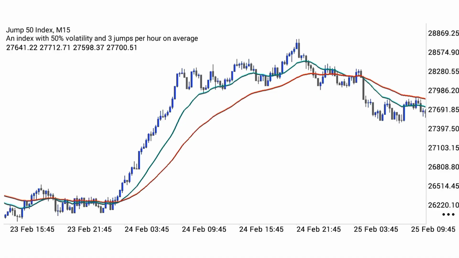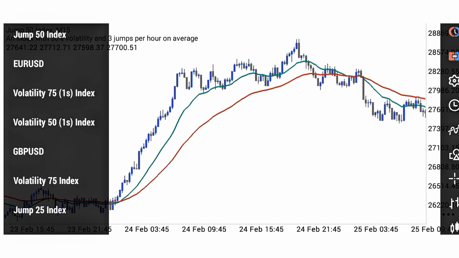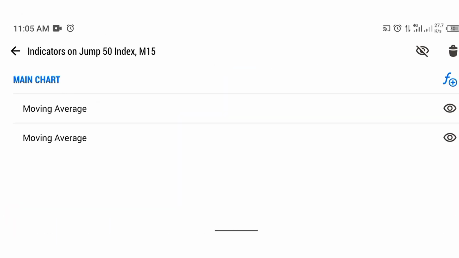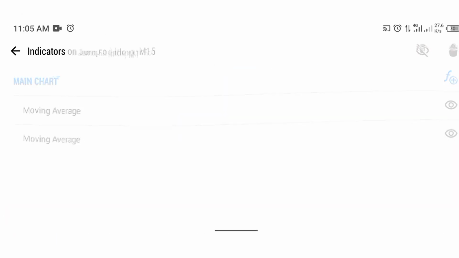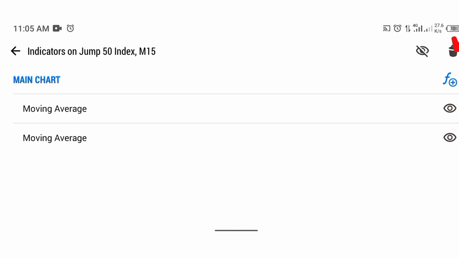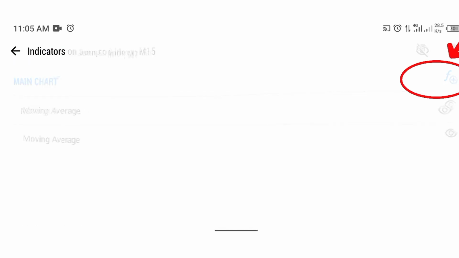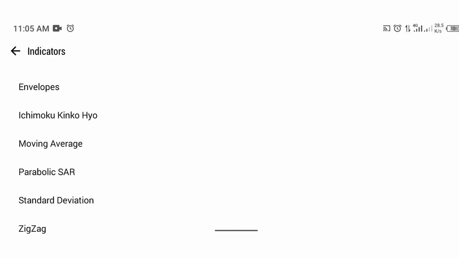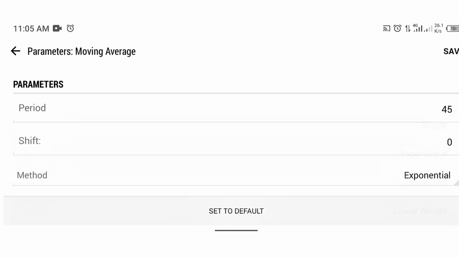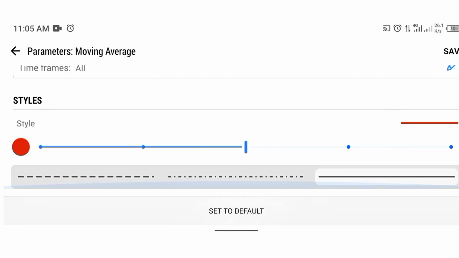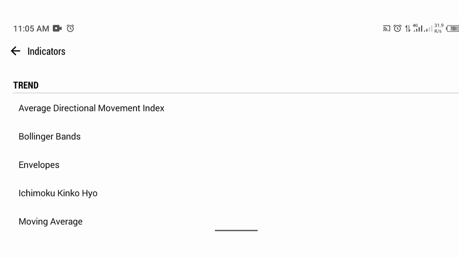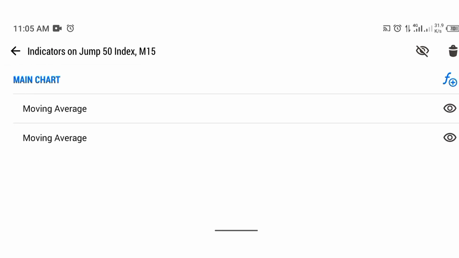Now, to get this moving average on your chart like this, all you have to do is go down to the indicator. You can see, so here you can add moving average. You click on this F button, then you go down, you see moving average here, then you put the settings and you click on save. So I already have them on my chart, so I'm not going to be doing that. So right now I will show you the settings that I use for my moving average trading strategy.